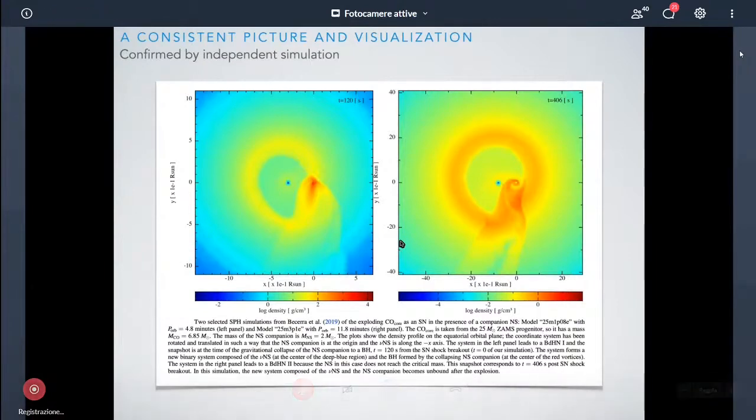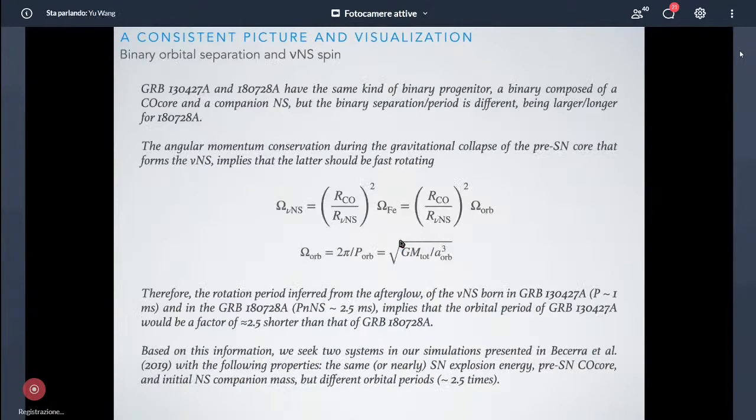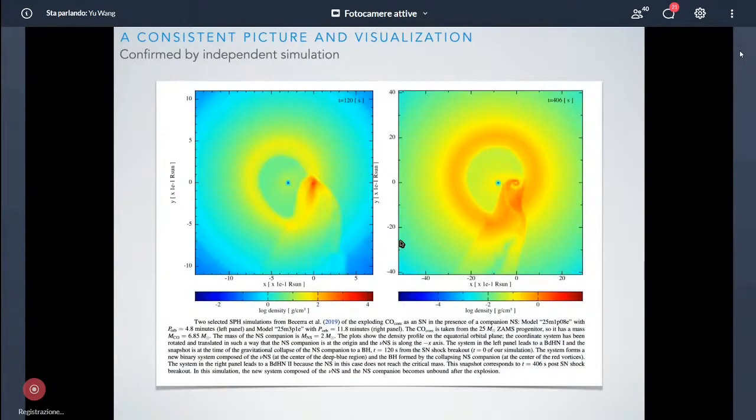So using the formula in these previous slides, we can compute the spin. We find the spin period is 1 millisecond and 2.5 milliseconds respectively, exactly the same value as inferred from the afterglow from our observation. Therefore, the simulation confirms observation in our modeling picture.